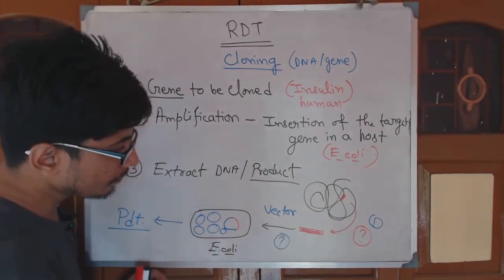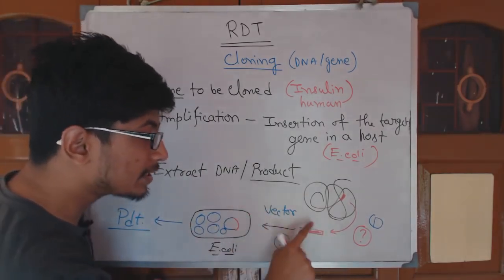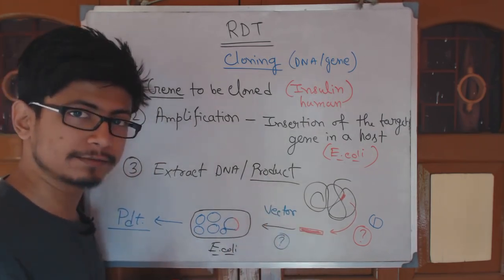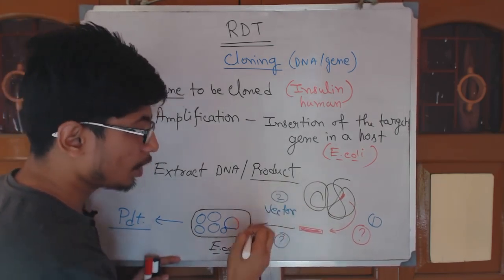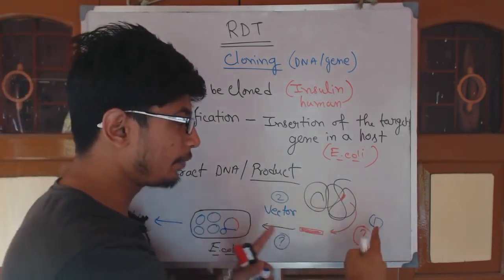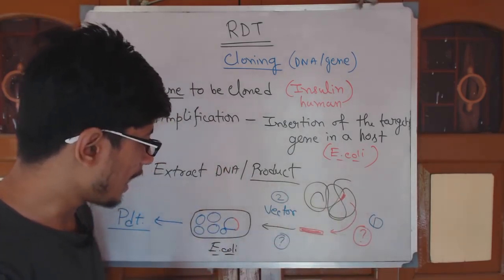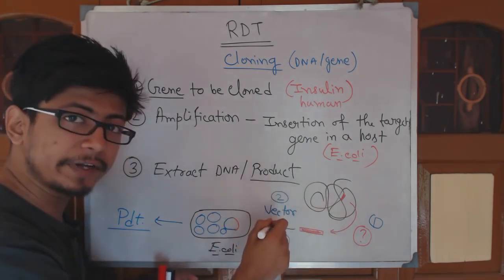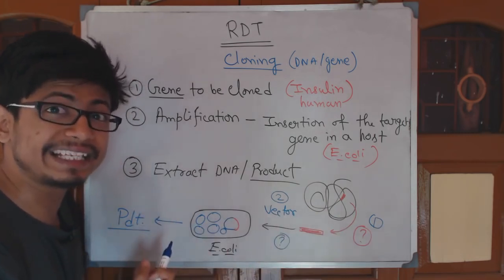Second thing, we need to insert it into the vector. How we insert it into the vector, and what is a vector in the first place, we need to know that also. So this is the second thing we want to know: what is a vector and how we put this gene inside the vector. And then third thing, after putting this gene inside the vector, we allow this bacterial cell to take up that DNA inside.